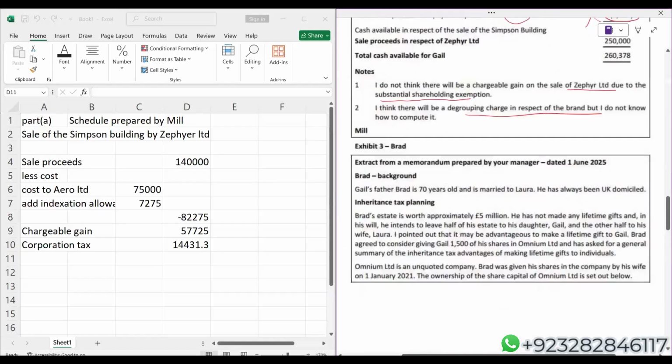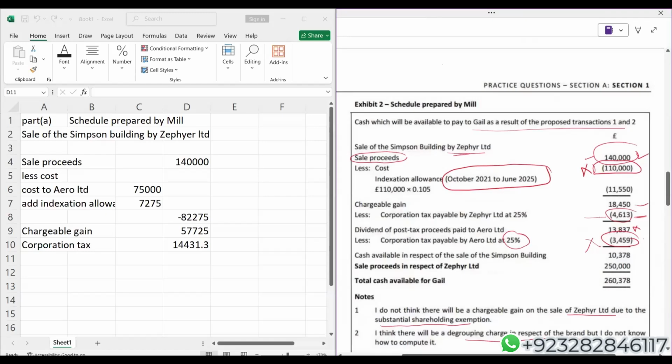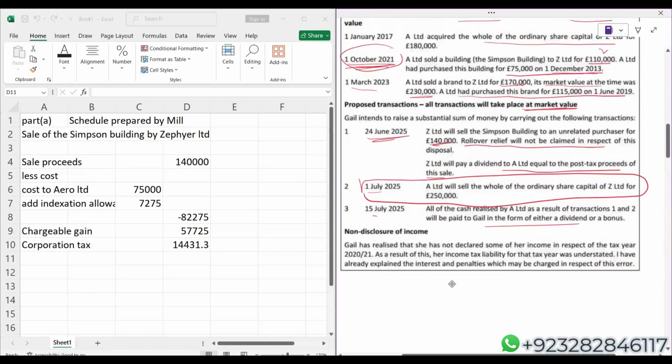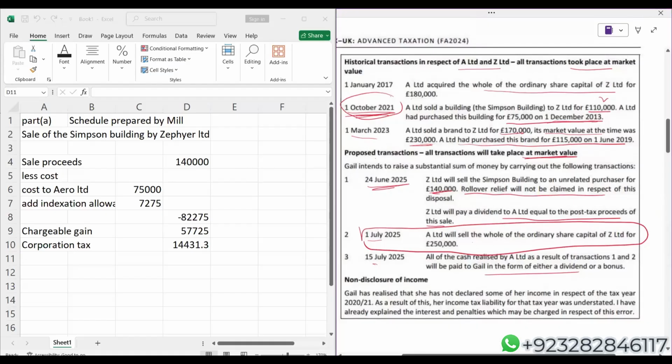Come here. Cash will be available to pay Gail as a result of proposed transactions 1 and 2. Cash is available in respect of the sale of the Simpson building. Can I say the entire amount they've mentioned? Arrow Limited sells the whole of the ordinary share capital of Zephyr for 250. All the cash realized by Arrow Limited as a result of transactions 1 and 2 will be paid to Gail in the form of a dividend.